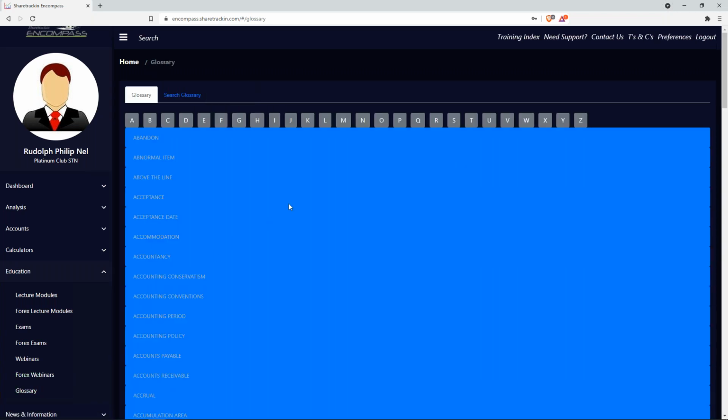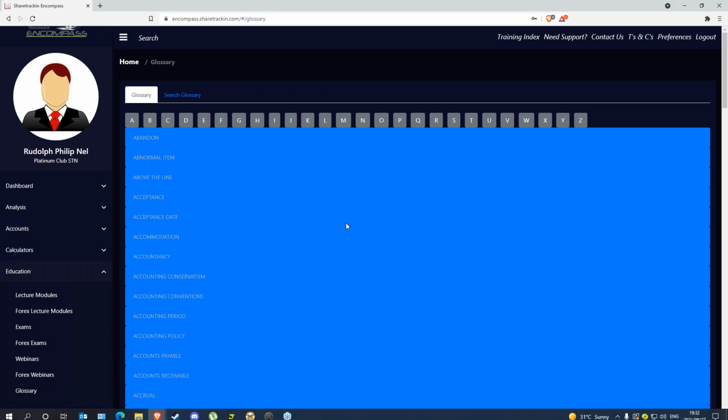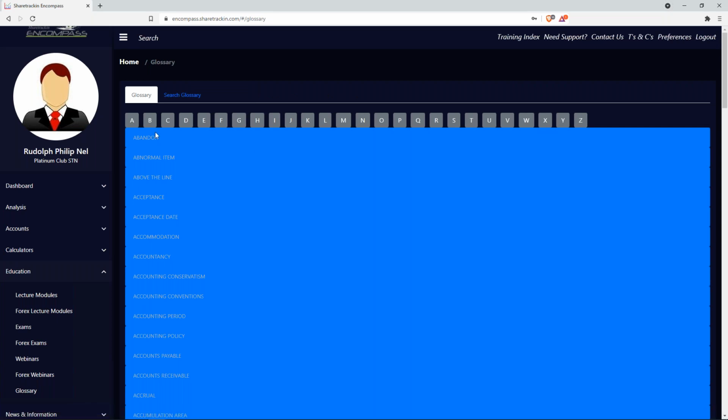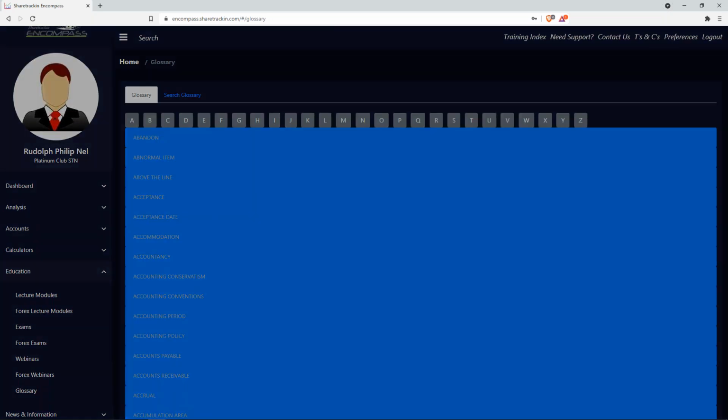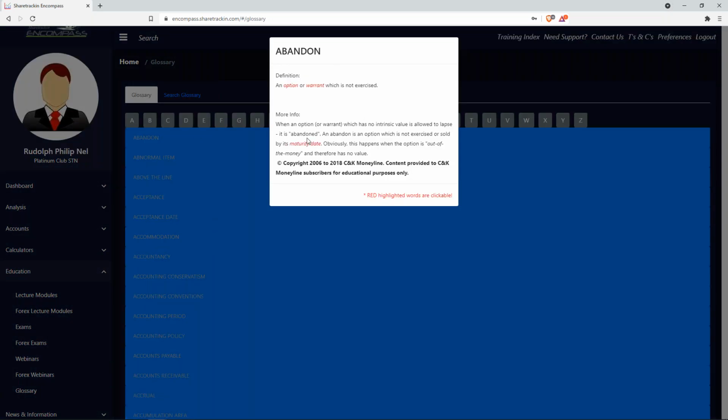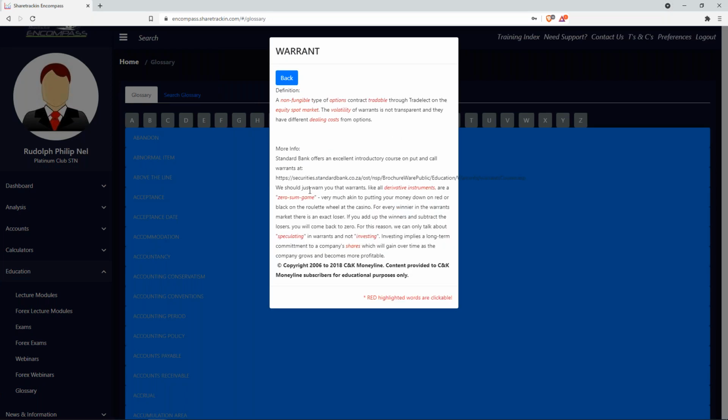Then your glossary. The glossary is for any words or terms that you don't understand. For instance, if you don't understand what abandon means, you just click on abandon and it'll give you a short description. Or if you want to know what warrant means, just click on warrant. Or zero sum game, click on that, and it'll give you a description for zero sum game.